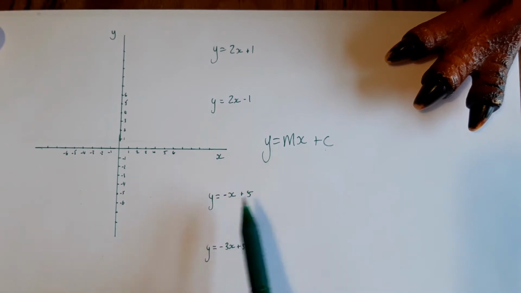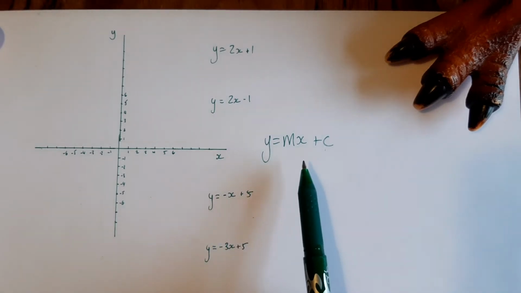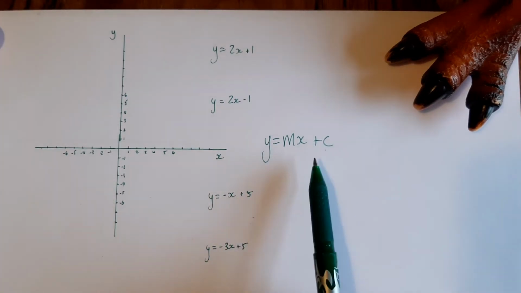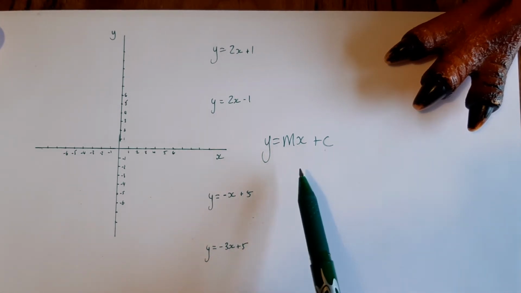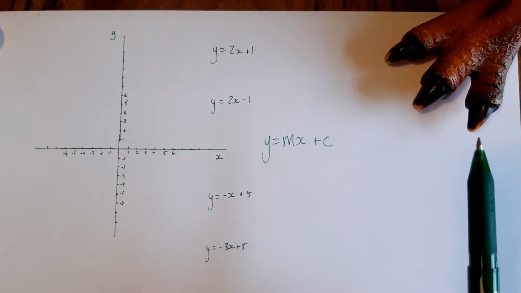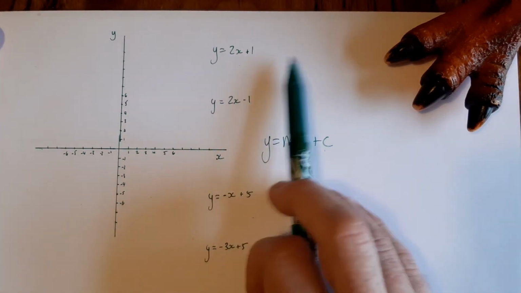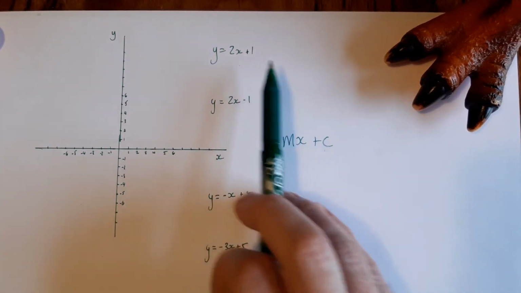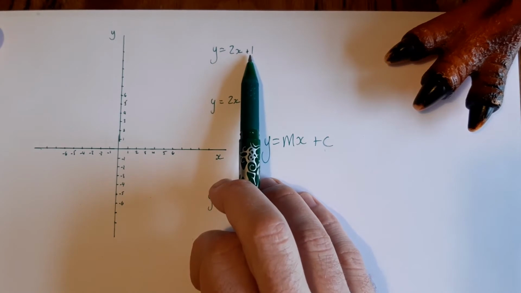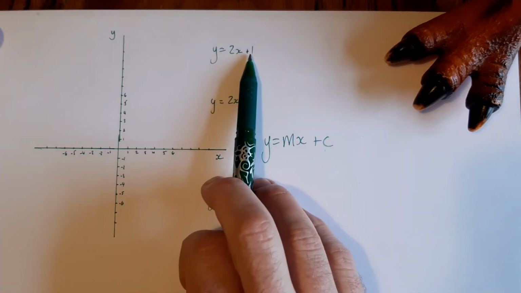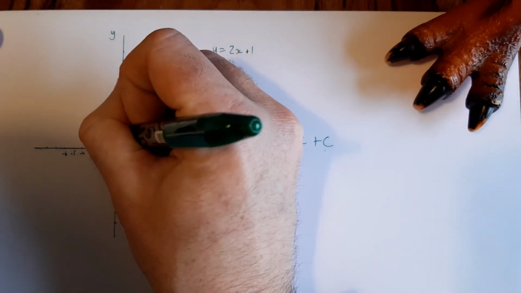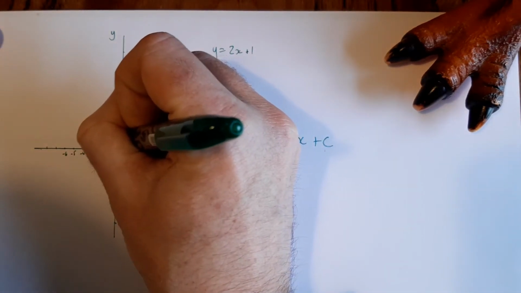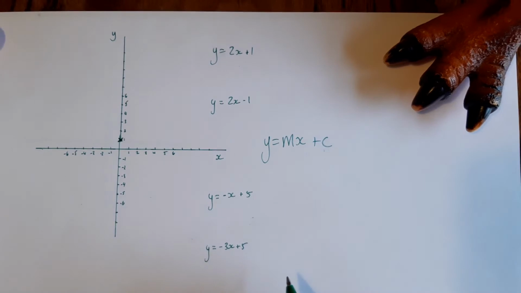Now the cool thing about plotting a line is you only need two known points to create a line. So I'm going to start with the top one, and I'm not going to put a table of values together. I'm just going to start with that starting point. That c value is my starting point. In this case it's +1, so I put my cross on +1. One point plotted.